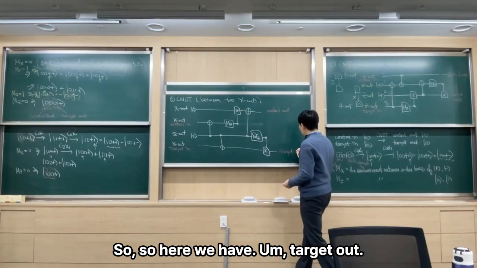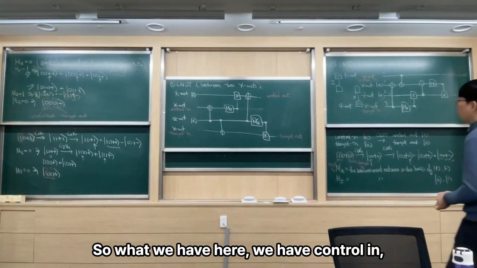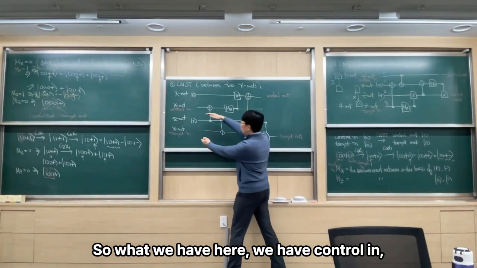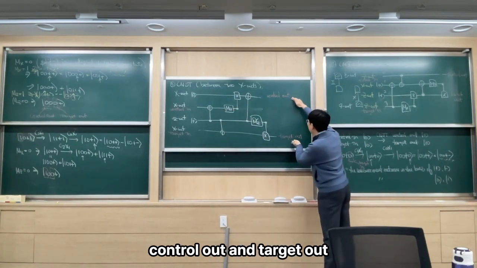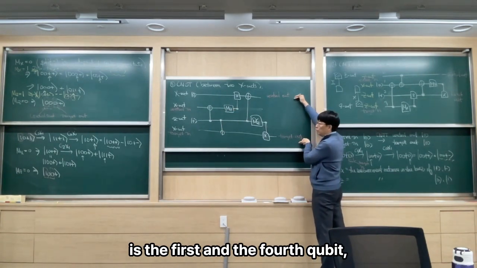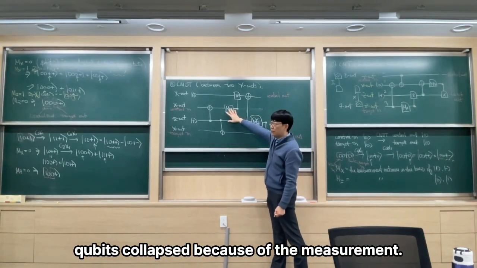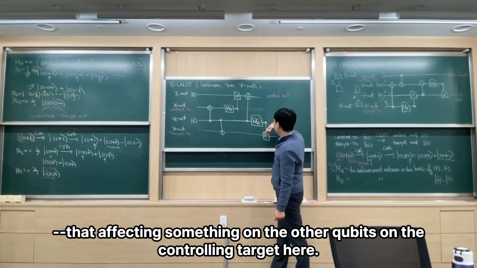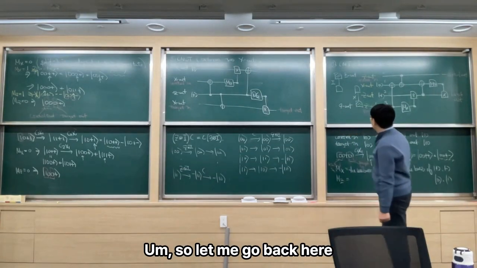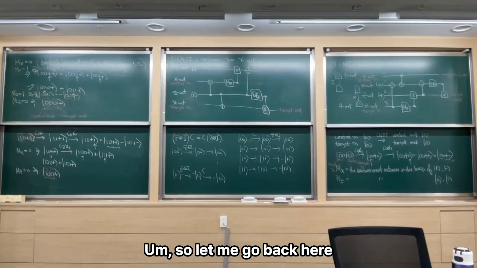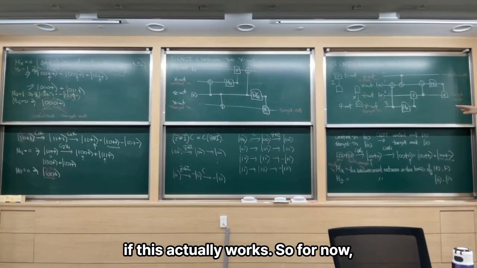So here we have target out. What do we have here? We have control in and target in for the second qubit and fourth qubit. Now the control out and target out are the first and the fourth qubit. And between them there are 2 qubits collapsed because of the measurement, which affects something on the other qubits, the control and target here. Let me go back here if I have time to check a few cases to see if it actually works.